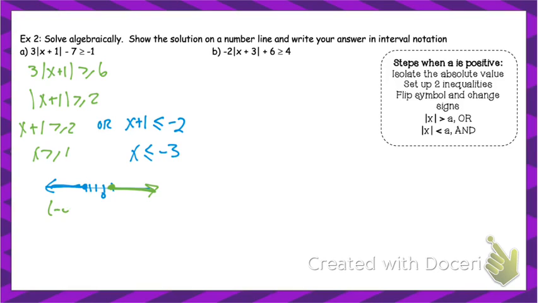So in interval notation, this would be from -infinity to 1. It's going to have a bracket because it does include it. Whoops. Sorry, that was -3. And then it's going to be from 1 to infinity.